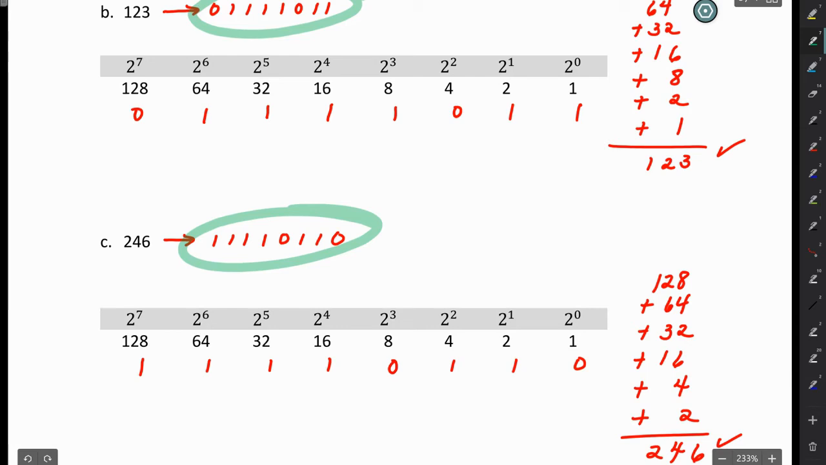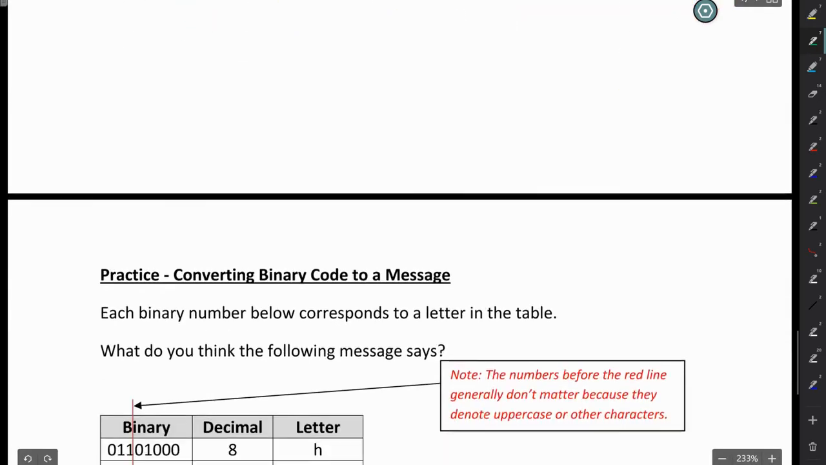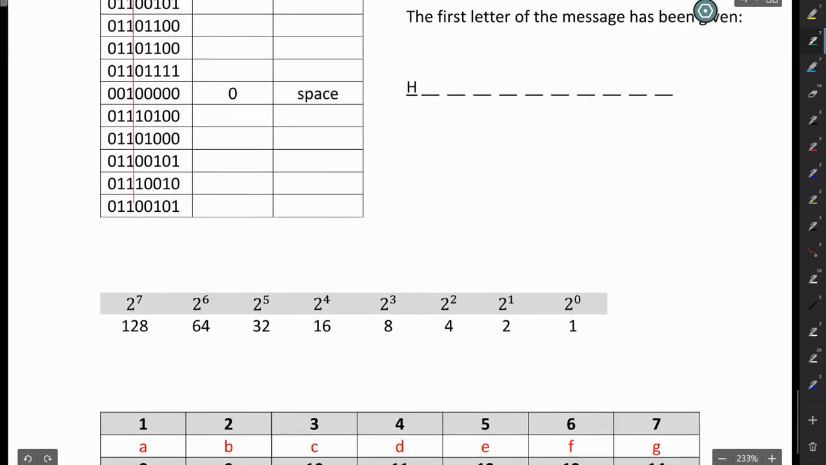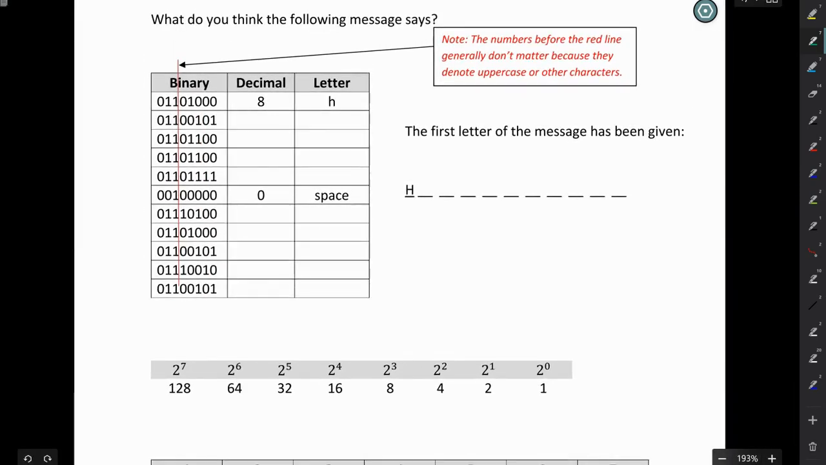All right, so that's really the basics of understanding binary and how it converts. So let's do something a little bit more fun, a little bit more realistic. We're going to convert some binary code to a message. Each binary number below corresponds to a letter in the table, and you have a table below here. What do you think the following message says?